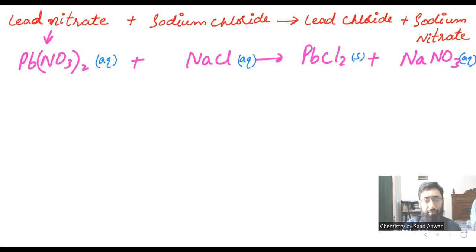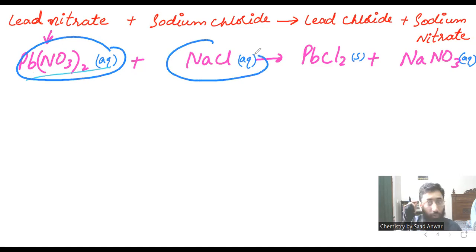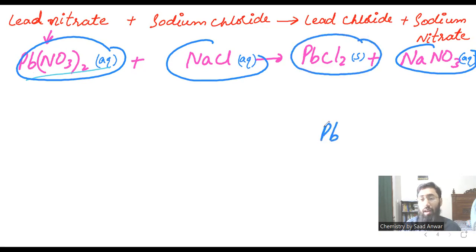And the simple thing is, when you need to write an ionic equation, just forget those salts which are in aqueous states. Listen to my words attentively. When you need to write an ionic equation, ignore those salts which are in aqueous states. Just pick those salts which are in solid form. Like I am ignoring lead nitrate because it is in aqueous state. This is a trick. I am going to explain a trick with you. The NaCl is in aqueous state, so I am ignoring it. Sodium nitrate is in aqueous state, so I am ignoring it. Lead chloride is in solid state, so I am going to pick it.